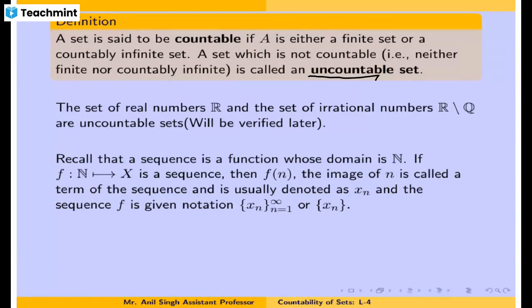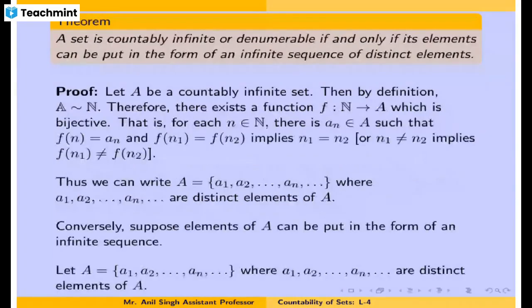But first, we give another equivalent definition of countably infinite sets. The equivalent definition is that a set is countably infinite, or denumerable, which is the alternate name of countably infinite sets, if and only if its elements can be put in the form of an infinite sequence of elements.